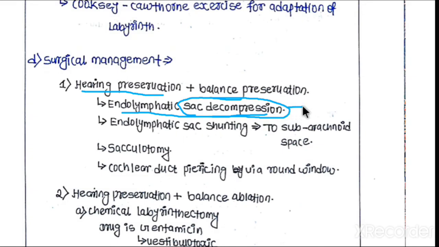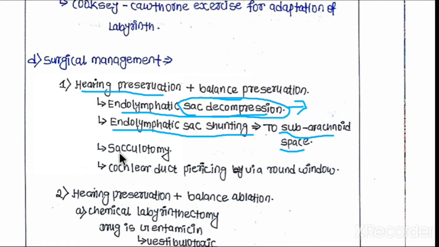This can be done by simple mastoidectomy, and use of a diamond burr to expose the sac below the posterior semicircular canal, and release of some endolymph so that the pressure decreases. Another method is endolymphatic sac shunting. The endolymphatic sac shunting is used to drain the endolymph to the subarachnoid space.